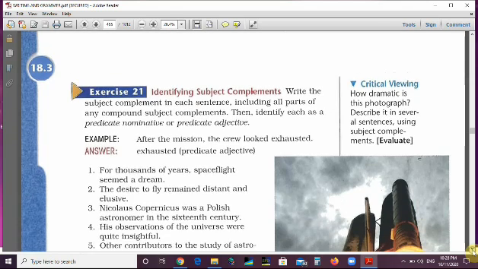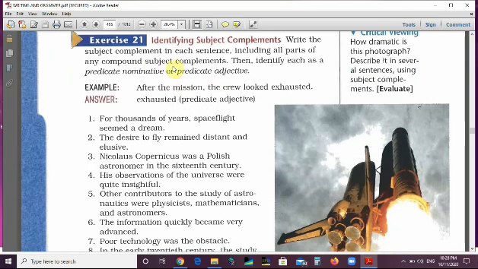Exercise 21. Write the subject complement in each sentence, including all parts of any compound subject complements. Then identify each as a predicate nominative or predicate adjective. After the mission, the crew looked exhausted. So the linking verb here is looked, and the subject is crew. Exhausted is an adjective, so this is a predicate adjective, and it describes the crew.